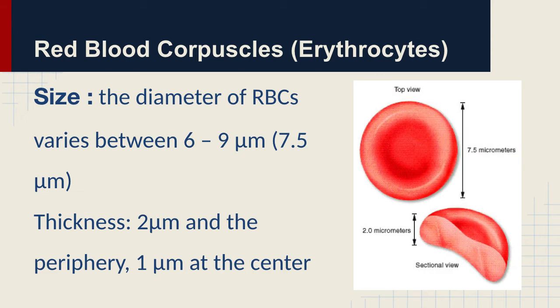The size of RBCs: as it is a biconcave disc, it has several dimensions. One of them is the diameter. The size of the RBCs ranges from 6 to 9 micrometers with an average of 7.5. Thickness and periphery are just for demonstration.